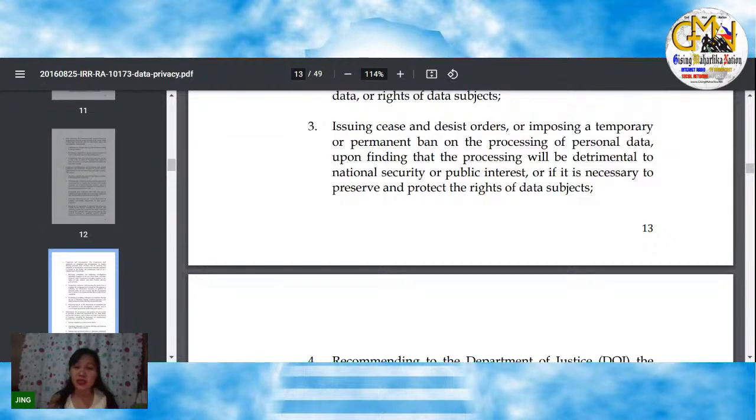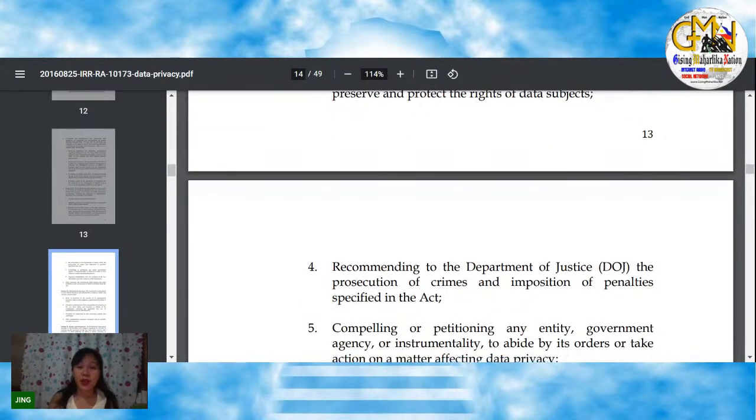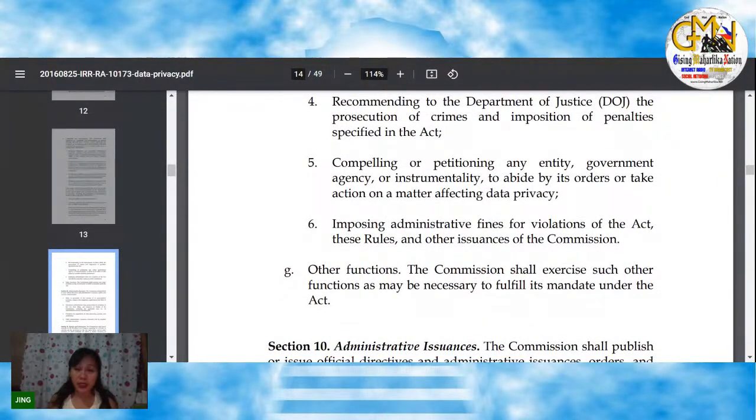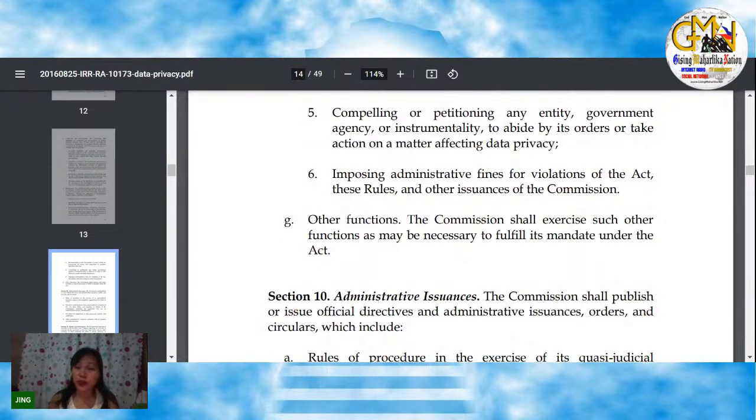Number 3, issuing cease and desist orders or imposing a temporary or permanent ban on the processing of personal data upon finding the processing will be detrimental to national security or public interest, or if it is necessary to preserve and protect the rights of data subjects. Number 4, recommending to the Department of Justice the prosecution of crimes and imposition of penalties specified in the Act. Number 5, compelling or petitioning any entity, government agency, or instrumentality to abide by its order to take action on a matter affecting data privacy. Imposing administrative fines for violation of the Act, these rules, and the other issuances of the Commission.